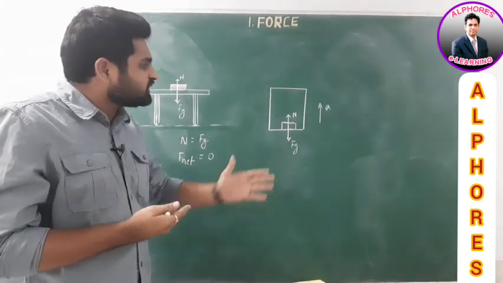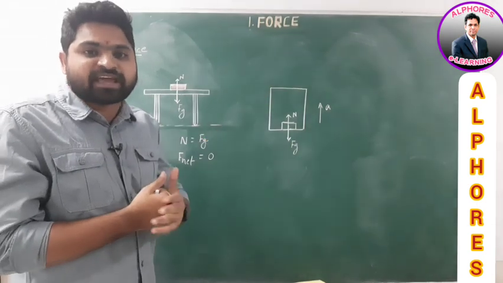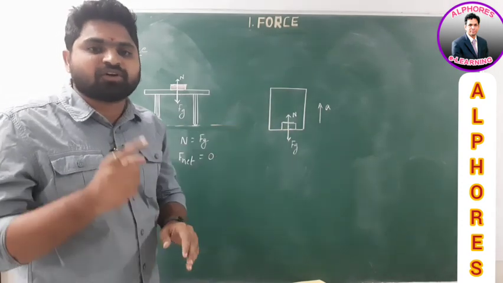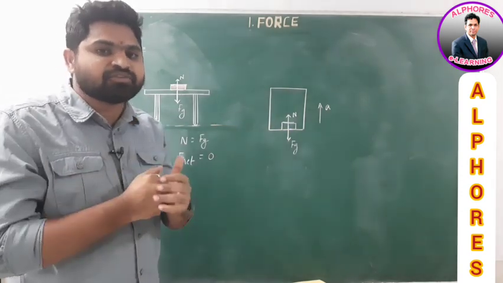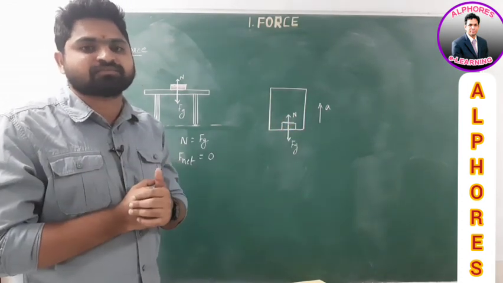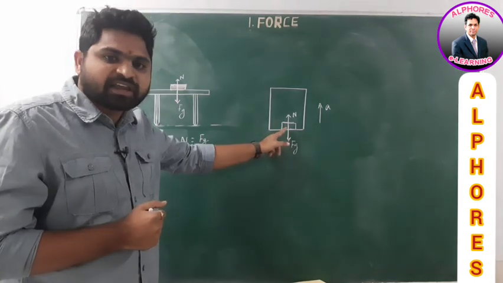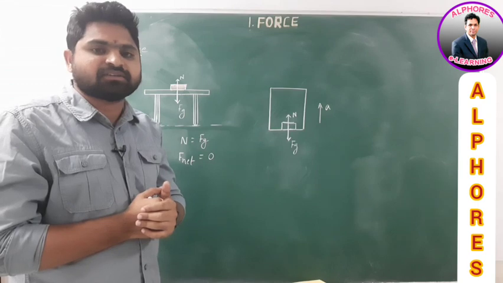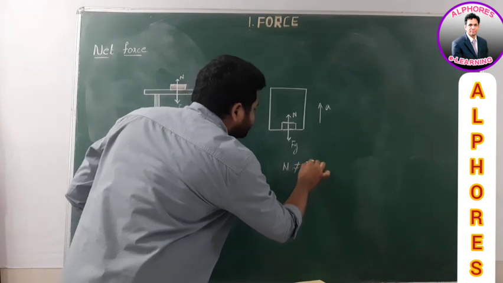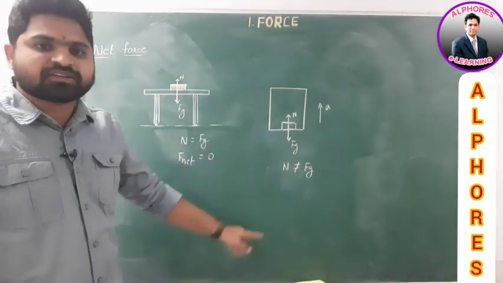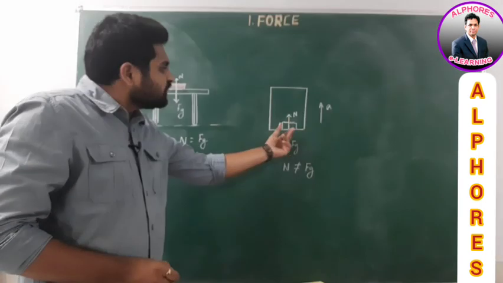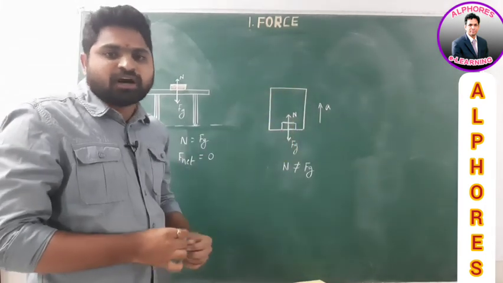Here, I am already saying that this lift is moving upwards with an acceleration. Now we can say that this lift is moving upwards with a non-uniform motion. In the case of non-uniform motion, the net force acting on the object is not equal to 0, because the forces which are acting on this object are not equal. The normal reaction force and force of gravity are not equal here, so the net force is not equal to 0 in this case, because the object along with the lift is moving upwards.